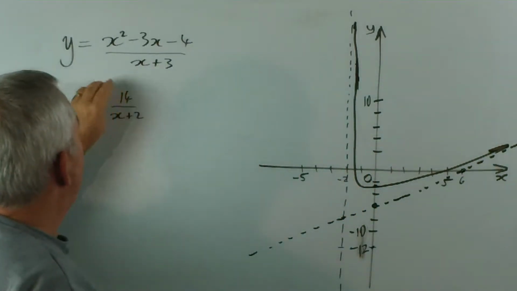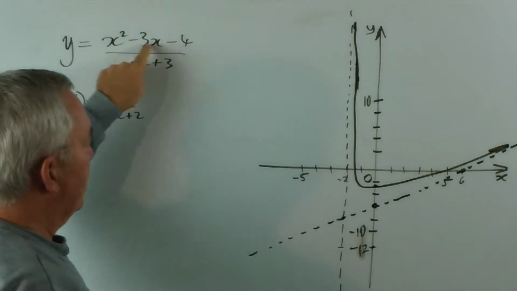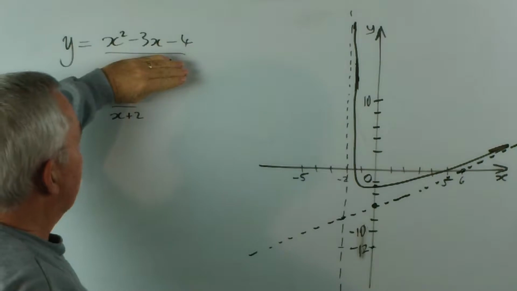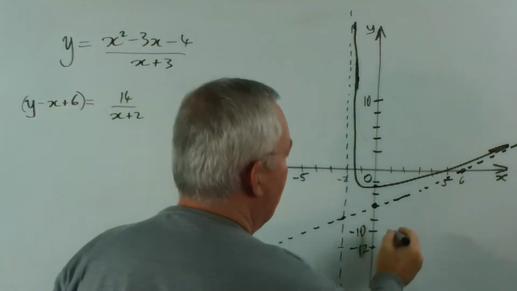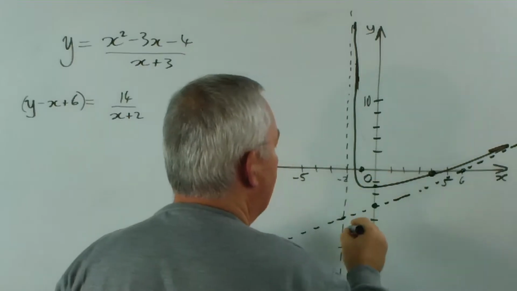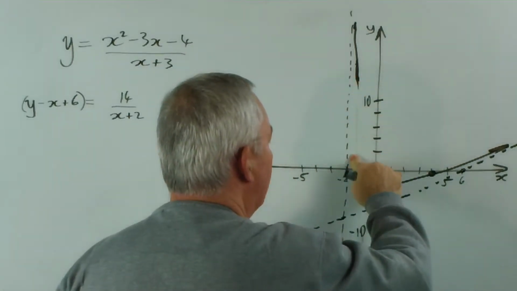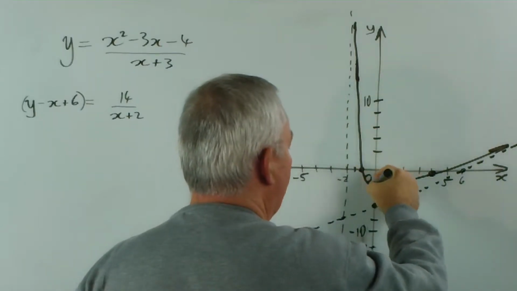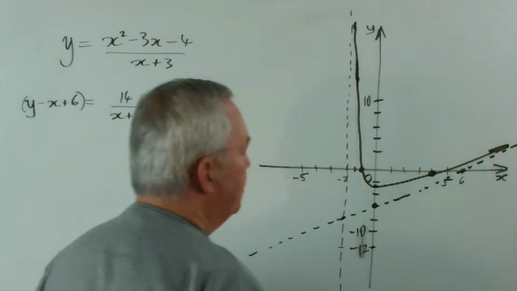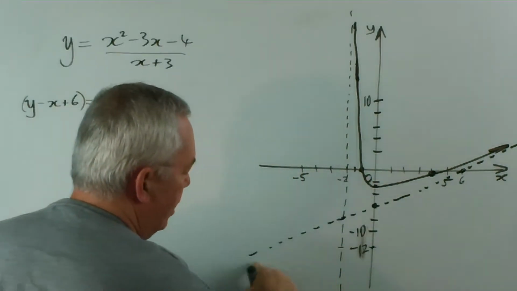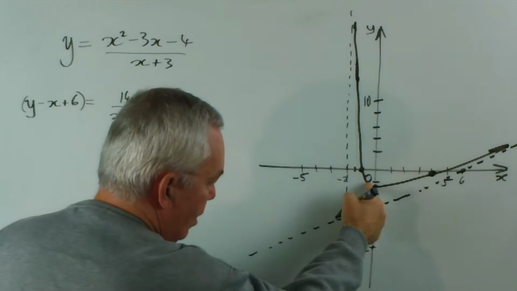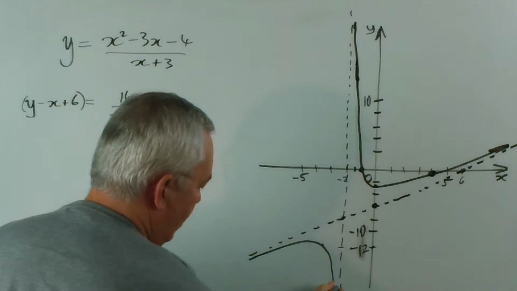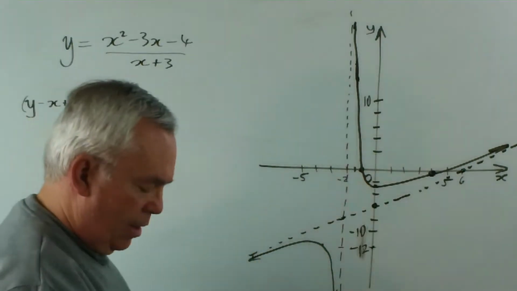Now if we substituted y equals 0, we'd have to solve this quadratic equation, and that's x minus 4 times x plus 1, so 4 and negative 1 would be the crossover points. Well, there's 4 and there's negative 1, so I've actually not quite drawn it properly. There we go. And that gives us a very good idea that this part will come to within about the same distance. So there's the other part of that particular hyperbola.